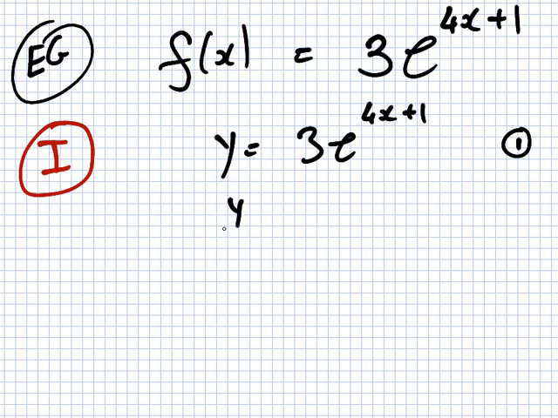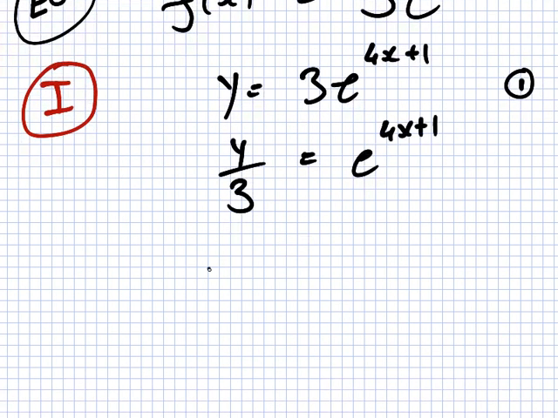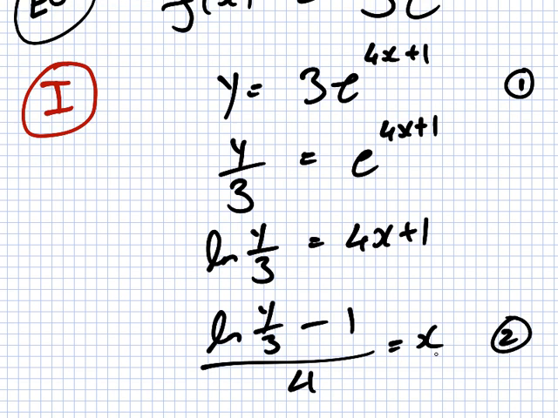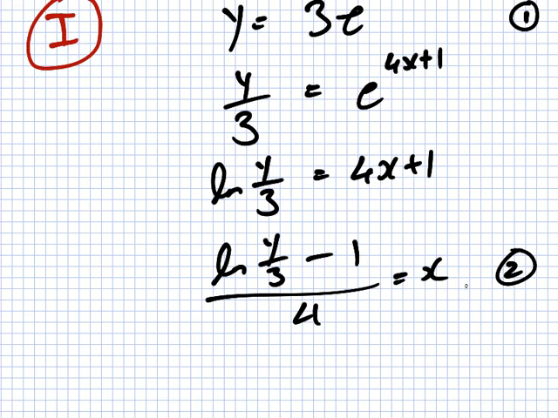So we have this. Take the log, log base e, and then you get minus 1 over 4. That's equal to x. That's step 2 done. And the last step.